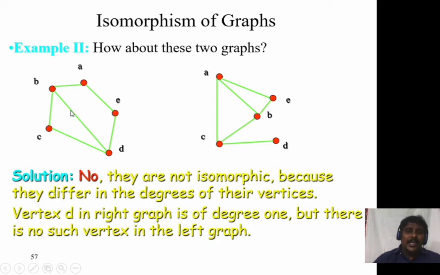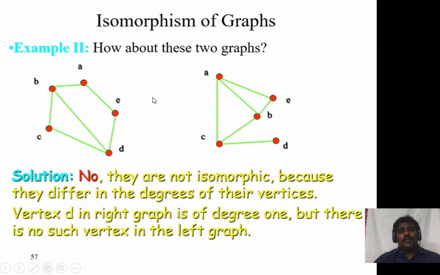So here the degrees are not equal. Here the first two conditions are satisfied. That means the vertices of the two graphs are equal and the edges of the two graphs are equal, but the degrees of the vertices are not equal. So it is not isomorphic.